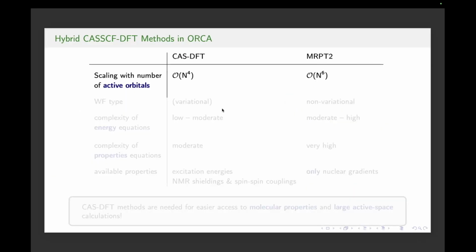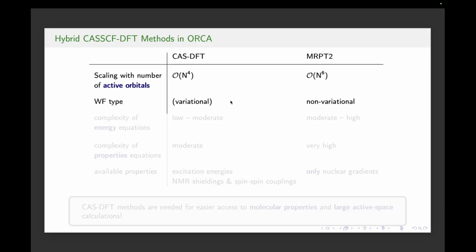And now I would like to give you a small overview of the benefits of a CAS-DFT method compared to multi-reference second-order perturbation theory. So first of all, the scaling with respect to the number of active orbitals is much smaller. We only have a fourth order scaling with CAS-DFT methods related to computing the two-body density matrix. For MRPT2, the costs grow at least with a sixth power of the number of active orbitals, which can be very problematic if you have large active spaces.